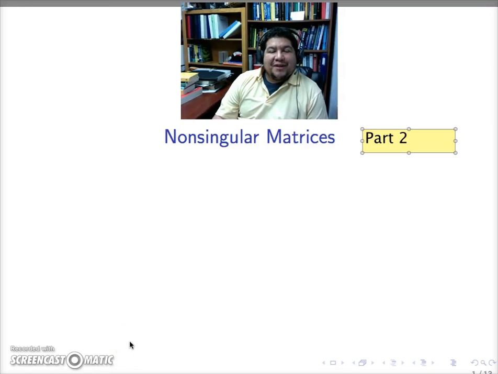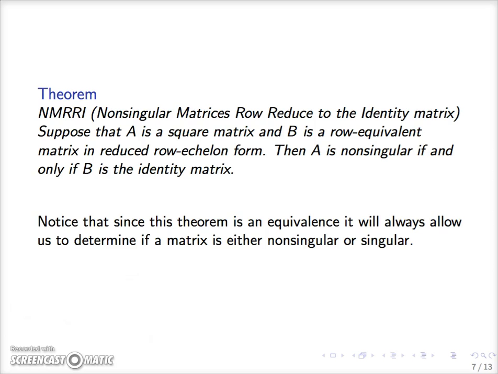Hello, this is part two of the lecture about non-singular matrices. So this theorem makes a connection between the identity matrix and this calculation that we call row reduction. The theorem says, suppose we have a square matrix A whose RREF is denoted as B. Then we say that A is non-singular if and only if its RREF is the identity matrix.